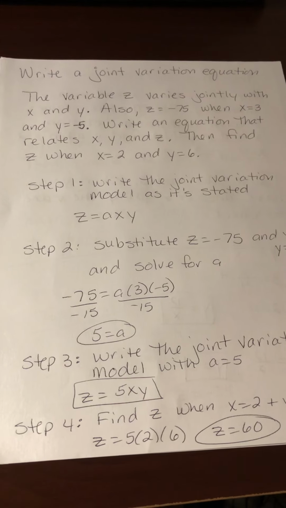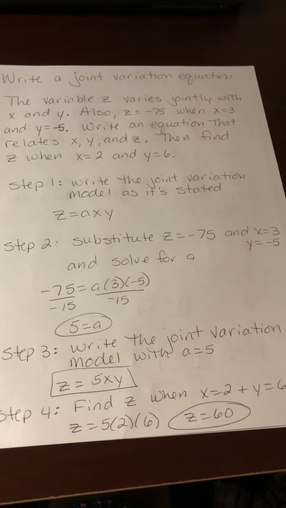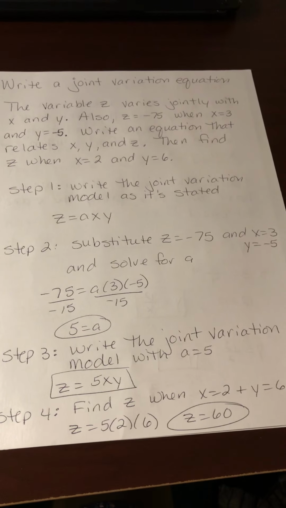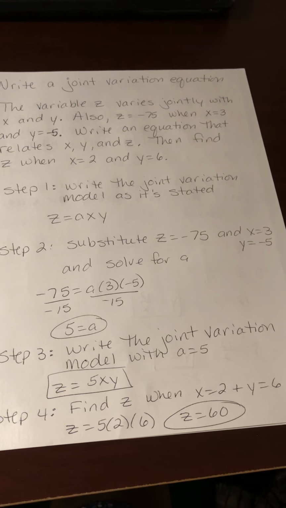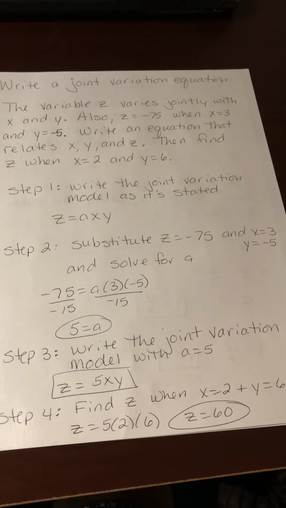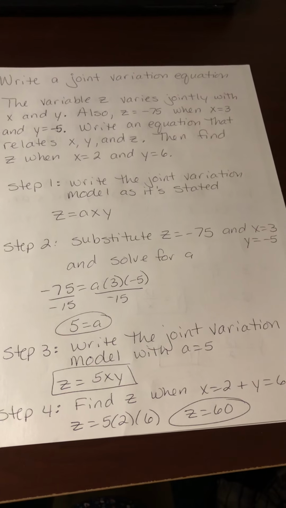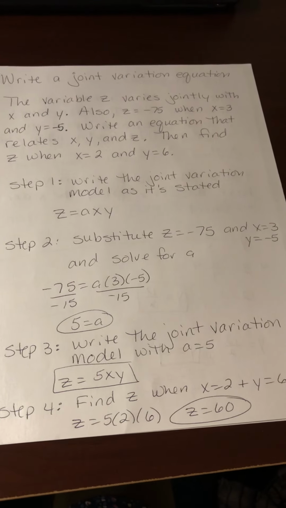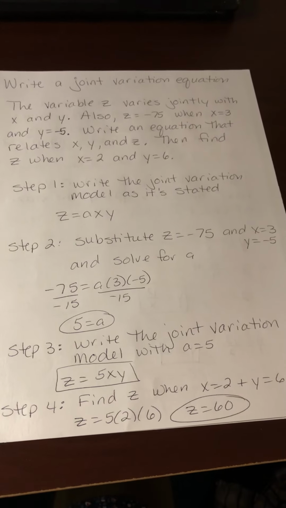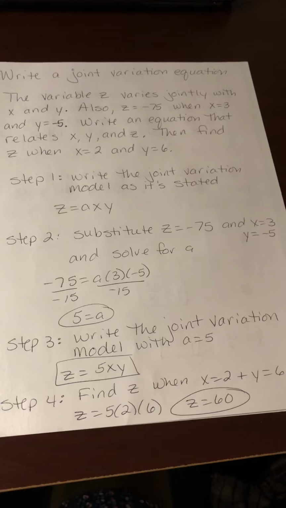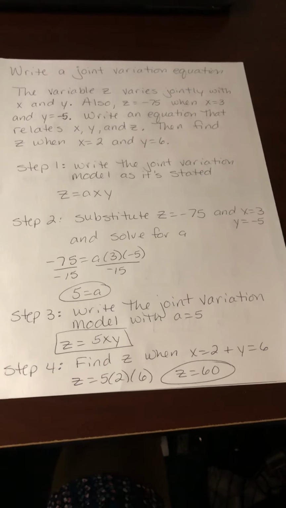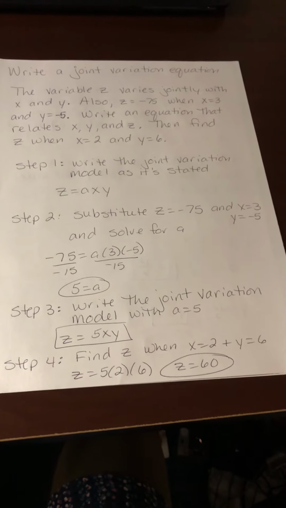Step 2, substitute the z, negative 75, the x 3, and the y negative 5, and solve for a. So negative 75 equals a times 3 times negative 5. Since 3 times negative 5 equals negative 15, I divide both sides by negative 15, and I get a to equal a positive 5. So knowing a, I rewrite the joint variation model, putting 5 in for a. So my model is now z equals 5 times x times y.